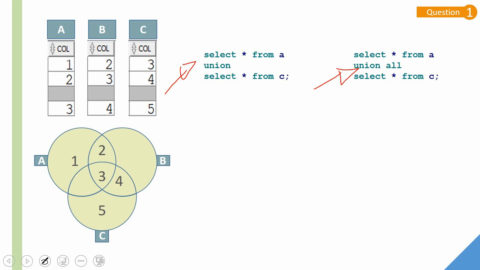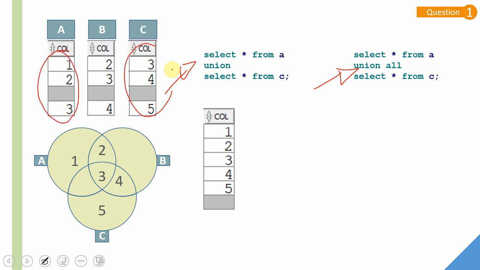So let's start with the first question. Select star from A union select star from C. In fact, union and union all will combine the results of two queries and return the result. The only difference is union will remove the duplicates and sort the result set. So here is the output for A union C. It will return all the values from A and C excluding the duplicate values, and it sorts the result.